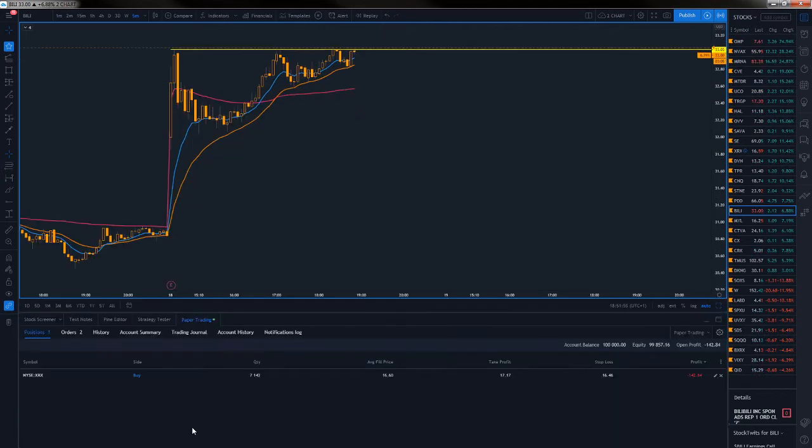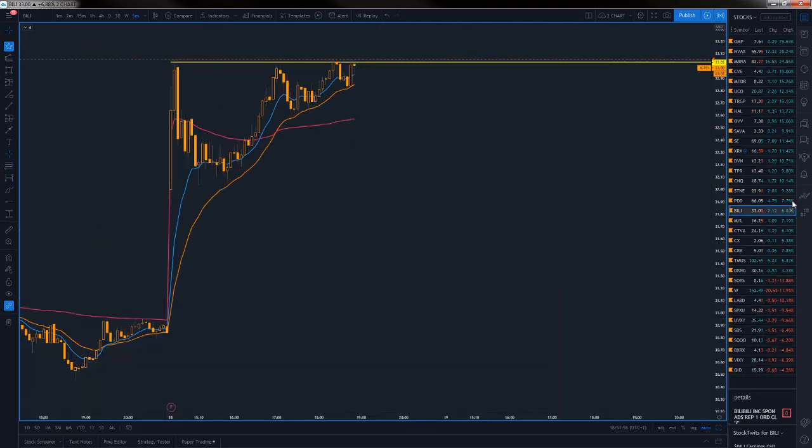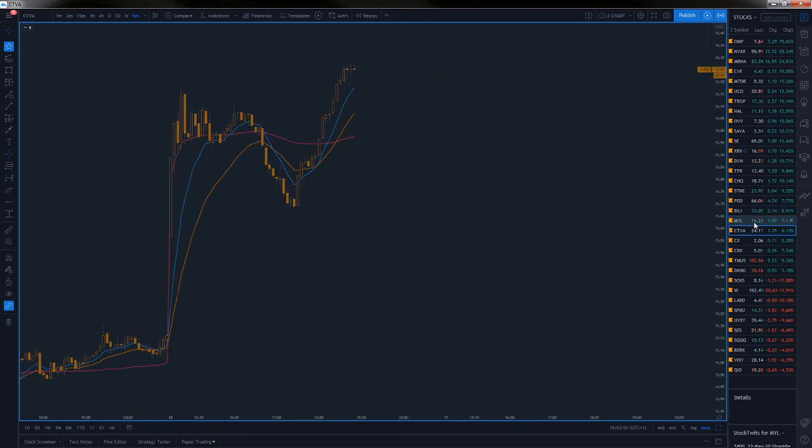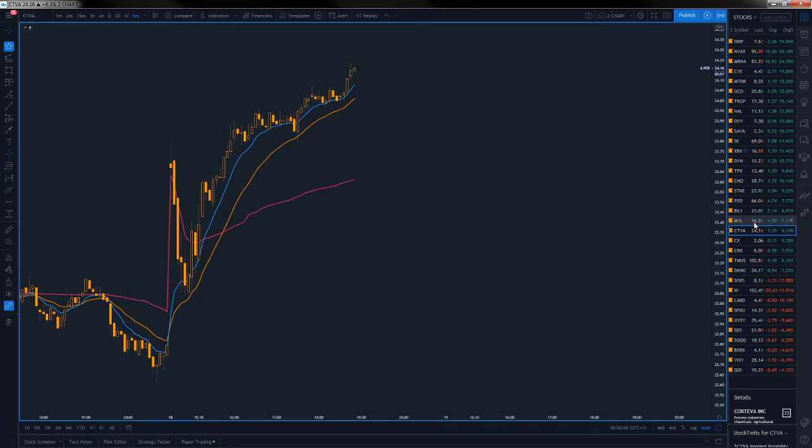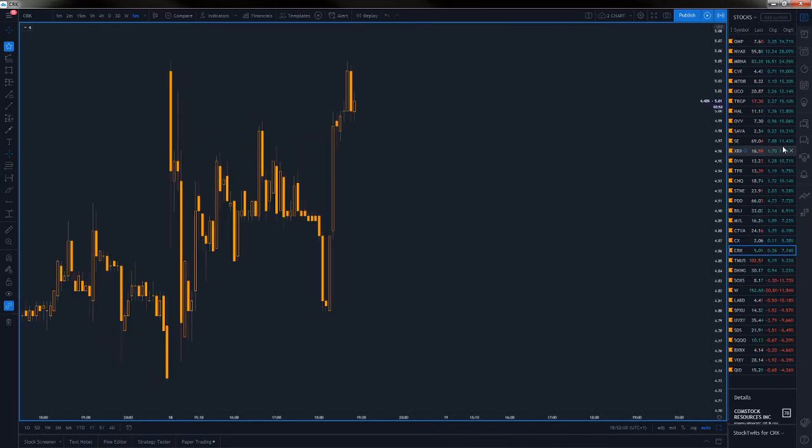Check how our position's doing. Still not in the green. That is absolutely ugly, that CX. And that is ugly as well, the CRK.